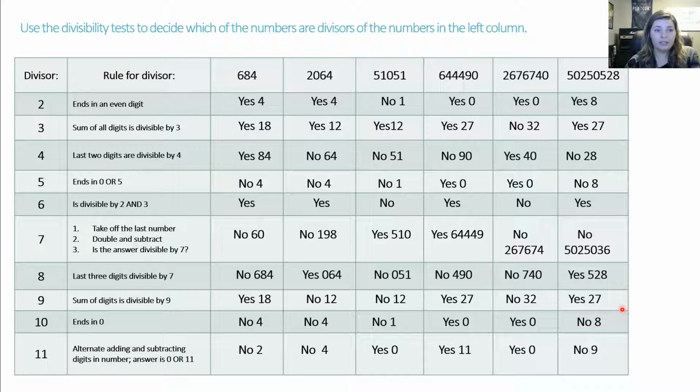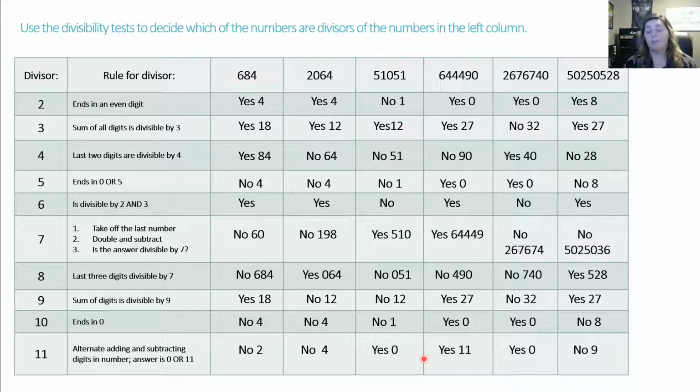11 gets a little tricky again as well. We see the alternate adding and subtracting digits in the number. We're going to alternate adding and subtracting the digits of the number, and then if the answer is 0 or 11, it's divisible. So then I have that worked out here for us, and we can see that there. So again, if we were in a normal classroom setting, then we would of course work these together a little bit more in depth.